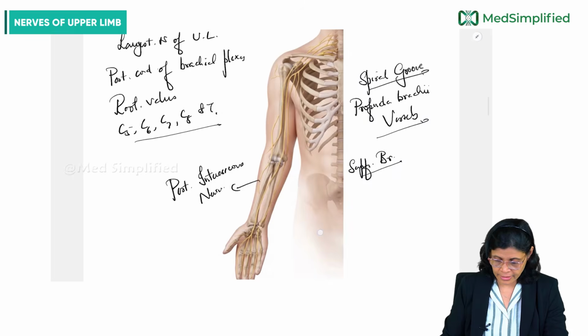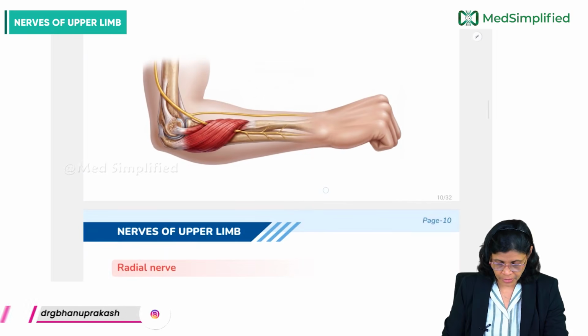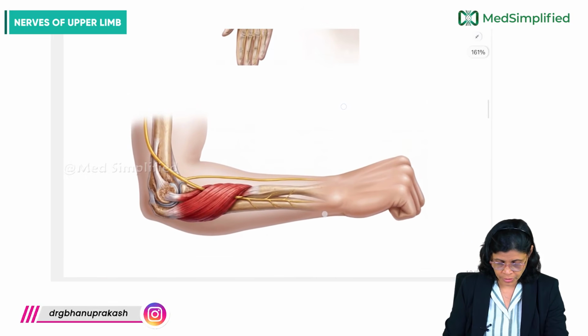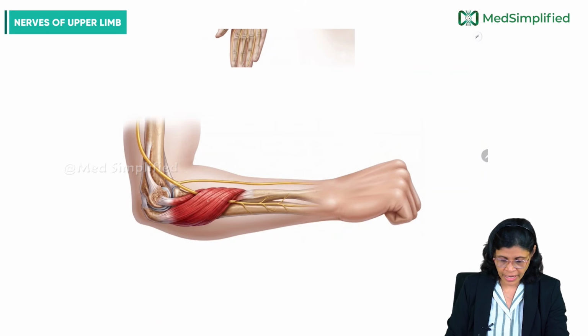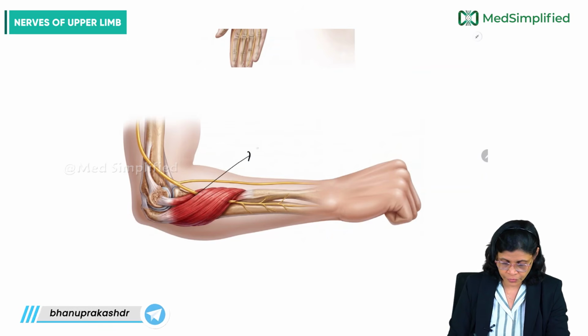So let's see schematically, just to note, the posterior interosseous nerve, you can see it will pass through the substance of the supinator. Okay, so here we have one arcade, which we call the arcade of Frohse.